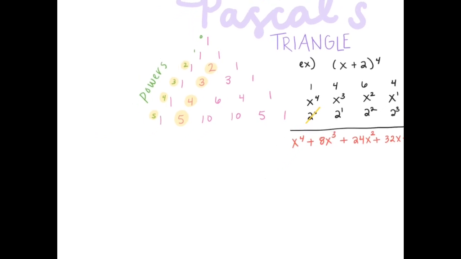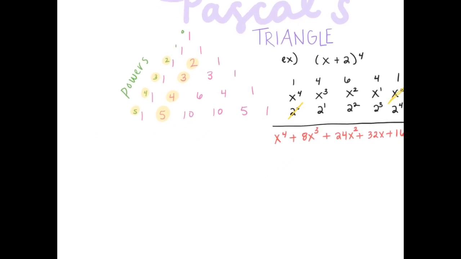Let's take a look at another example. This time, let's consider x minus, what am I going to choose? 3. We'll do this one to the third power. So the third power, there we go. So I'm going to have 1, 3, 3, 1. That's how I'm going to start.